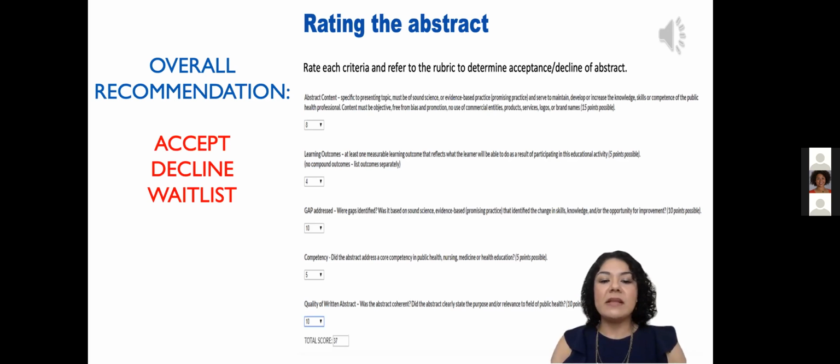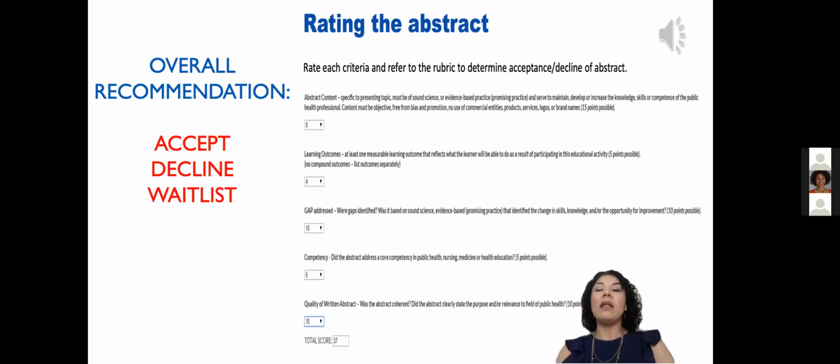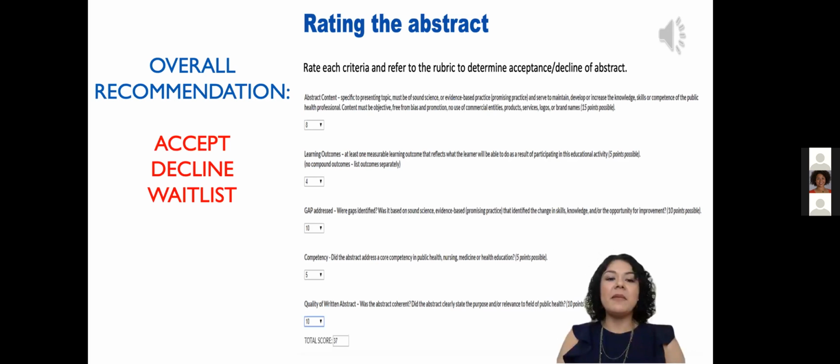And then, of course, the last item is the quality of the written abstract. This isn't a grammar test or a spelling test, but it does help, right? The more clearly your abstract is written, the fewer typos you have, the easier it is for your reviewer, who often has like 30 abstracts to review, to get through their pile. So we also grade on the quality of the abstract. And then there are 3 recommendations that the reviewer has. They could either recommend to accept the abstract, recommend to decline the abstract, or waitlist the abstract.